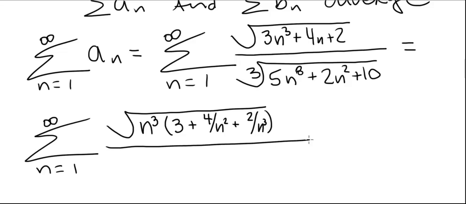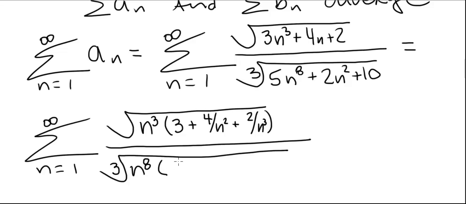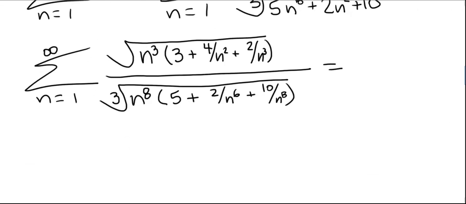And in the denominator we'll do the same thing with the radical, the cube radical there. The highest power of n we see inside it is n to the 8th, so we'll factor n to the 8th. That leaves a 5 plus 2 divided by n to the 6th plus 10 divided by n to the 8th power. Now the next step is to take the square root of n cubed and the cube root of n to the 8th. So we'll rewrite this now as the summation from 1 to infinity.